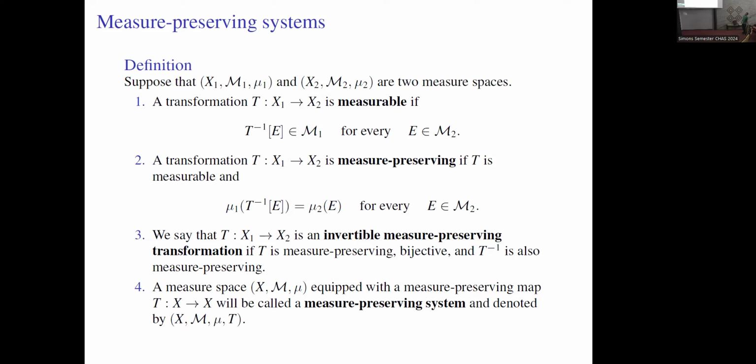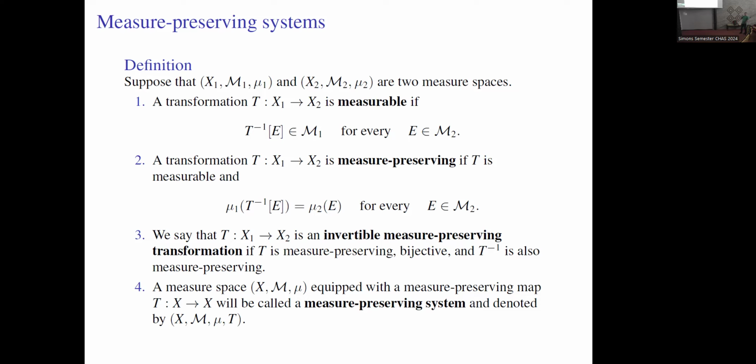What we'll consider: if we have two measure spaces, a measurable transformation defined on X1 and taking values in X2 is a transformation that satisfies this condition. For every measurable set E in the codomain, the preimage of E is also measurable in the sense of the sigma algebra.